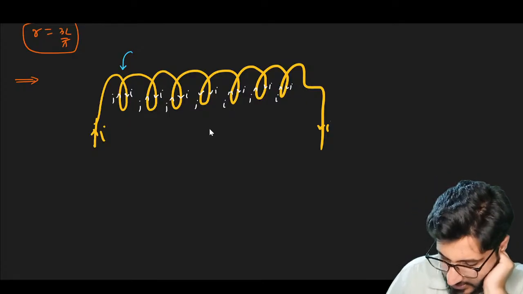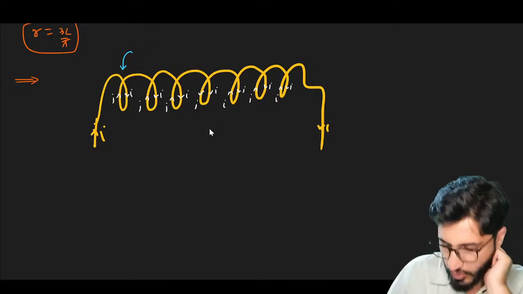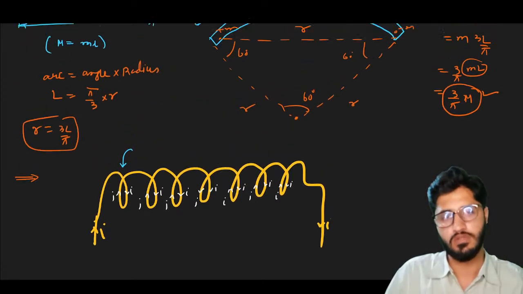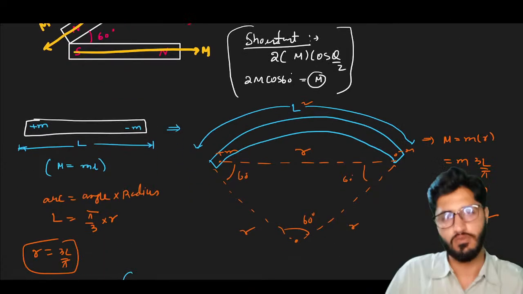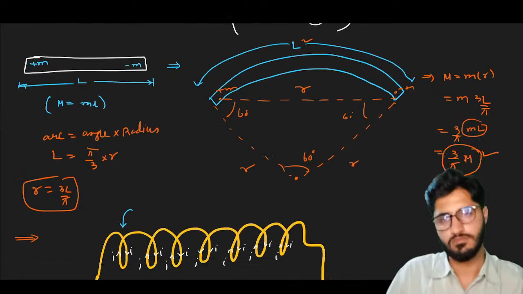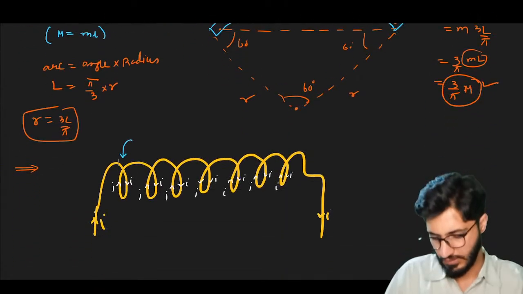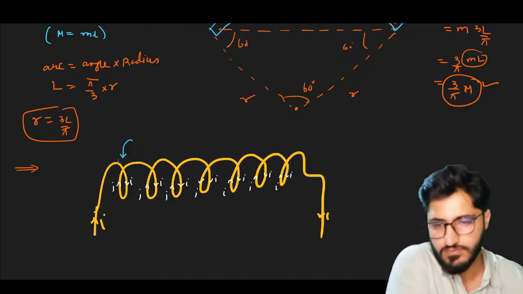Which one, beta? Daksh, root 3 pi, root 3M. Which one, root 3M? Which one? Had I done something wrong? Which one?